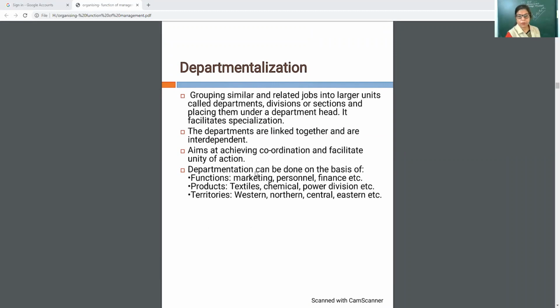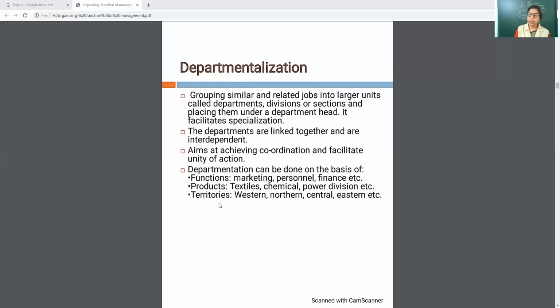Departmentalization can be done on the basis of functions, like just now I told you: marketing department, finance department, production department. You can make departments according to the products, like tea, salt, chemical, legal. According to the product, they can make the departments. Then territories also, like CBSE is divided according to the territories: Western, Northern, Central, Eastern. So departmentalization can be done on the basis of functions also.